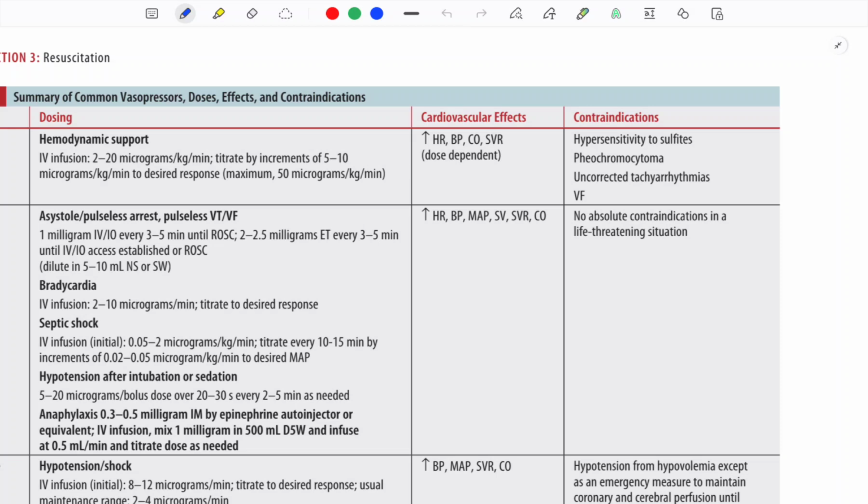Dobutamine is not used in hypertrophic cardiomyopathy with outflow obstruction. So in any case with outflow obstruction like aortic stenosis or HOCM, we will not use dobutamine, it is contraindicated. Milrinone's contraindication is hypersensitivity to milrinone.